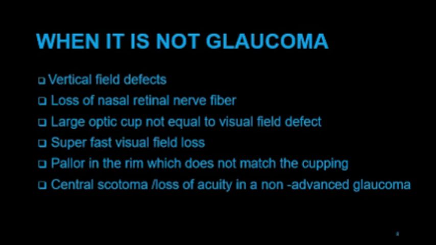And then, when it is not glaucoma, there is pallor in the rim, which does not match the cupping. Pallor means paleness. So when you see pallor in the neuroretinal rim, the neuroretinal rim is the distance between the outer cup and the disc. When you see pallor around that area and it's not matching the cupping, likely something else is going on, which is not glaucoma. And then finally, central scotoma or loss of acuity in a non-advanced glaucoma case. So likely what we are dealing with is not glaucoma.